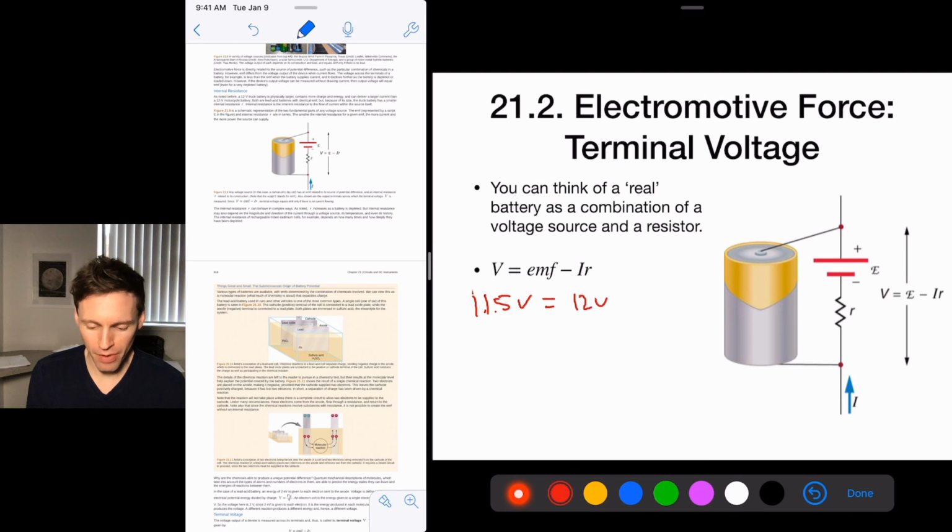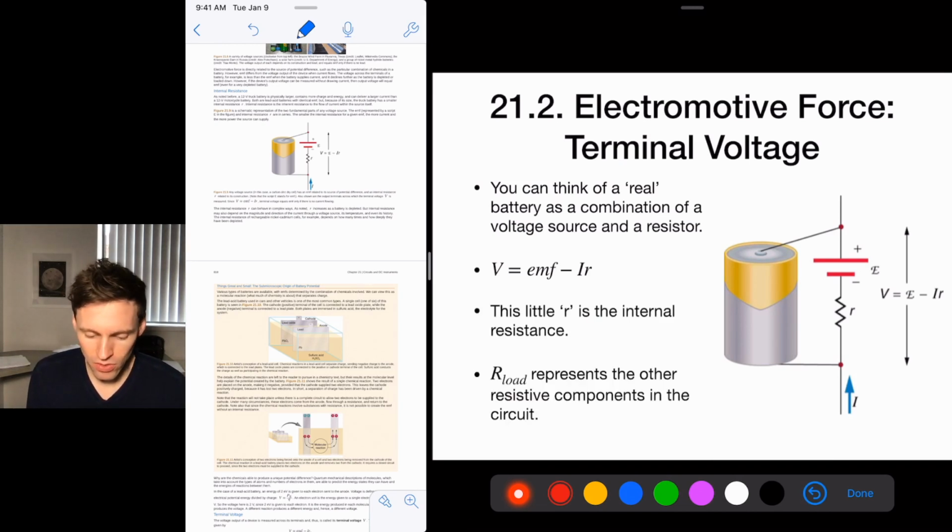So typical problems are going to be something like you get 11.5 volts off a battery, but there's 12 volts EMF. What is the internal resistance of it? So you'll have to figure out what the current is going through the circuit, and then using that current, you can plug into this equation to solve for the internal resistance of the battery. That's a typical problem.